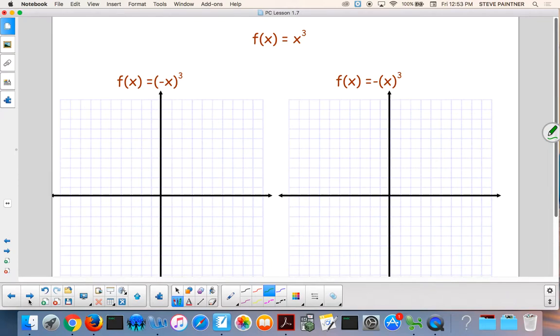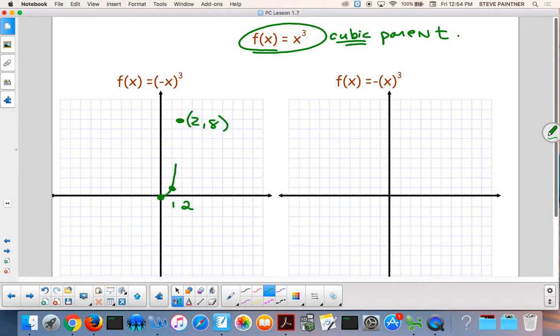Oh, look at the parent now. The parent is what? Cubic. This is the cubic parent. I don't think you and I have done one of these yet, so let's talk. Let's get the cubic parent on paper. Ready? 0 goes in, 0. 1 goes in, 1 times 1 times 1. 2 goes in, 8. 2, 8. So it kind of goes like this.